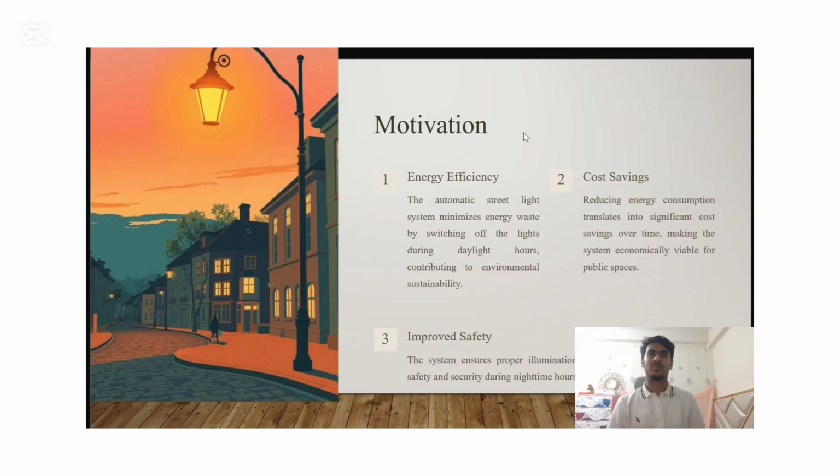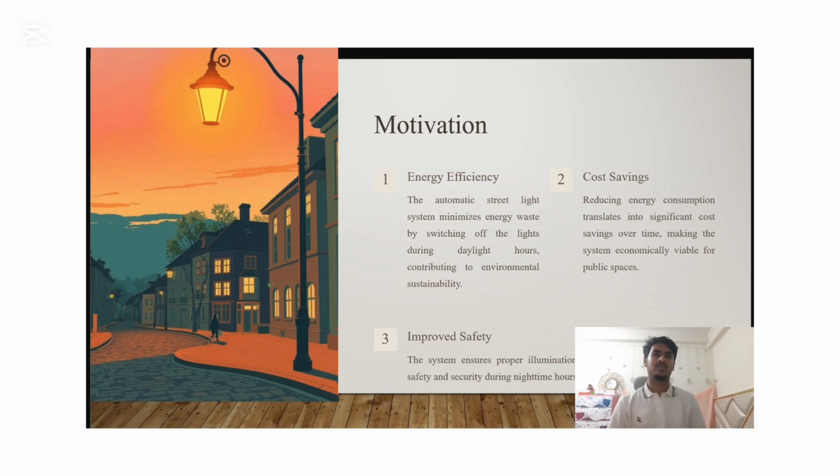Let's move on to the motivation part. First, we talk about energy efficiency. By utilizing sensor adaptive control, this system ensures that street lights operate only when necessary, significantly reducing energy consumption. For instance, integrating traffic flow based smart LED street lights can lead to energy savings between 68% to 82%, depending on seasonal daylight variation.